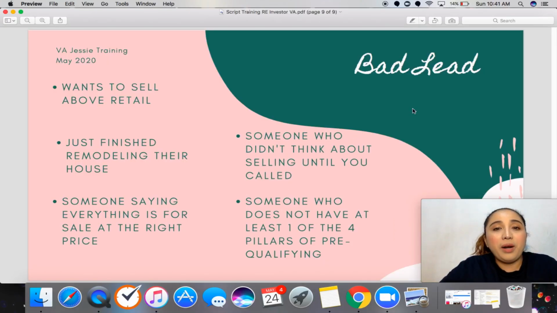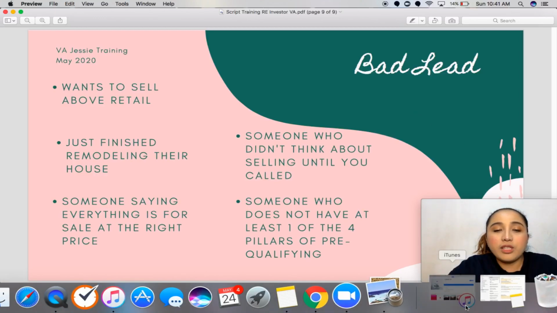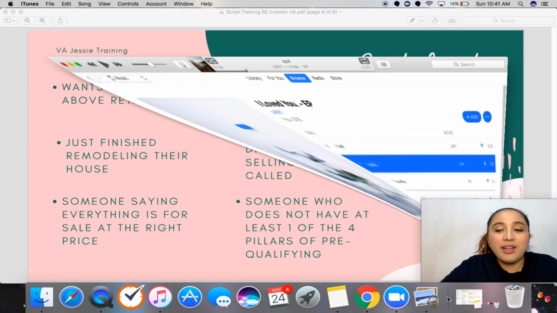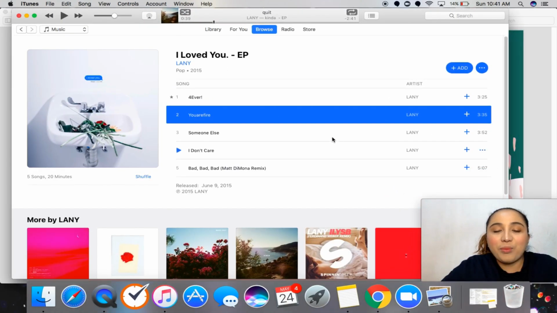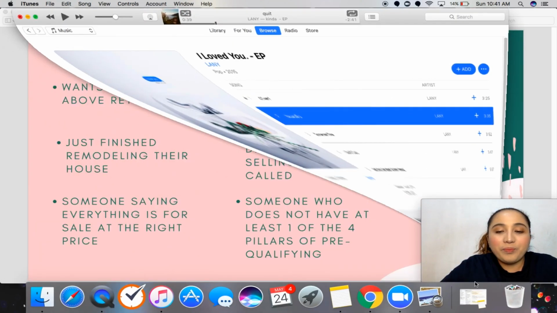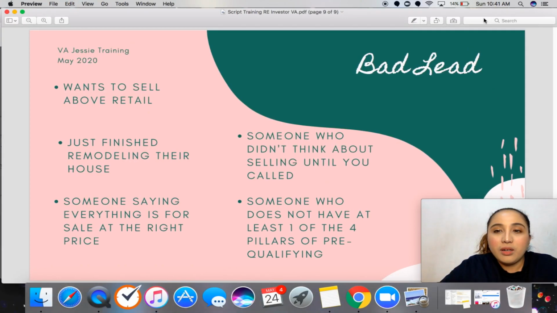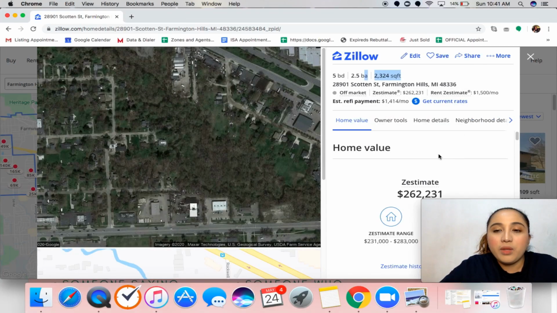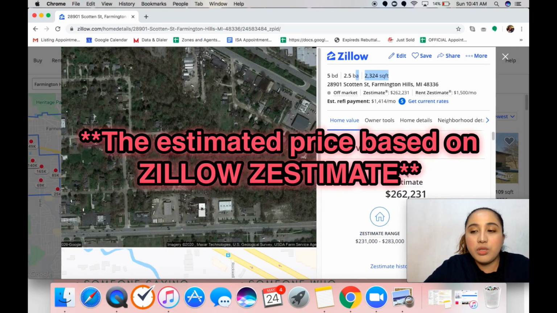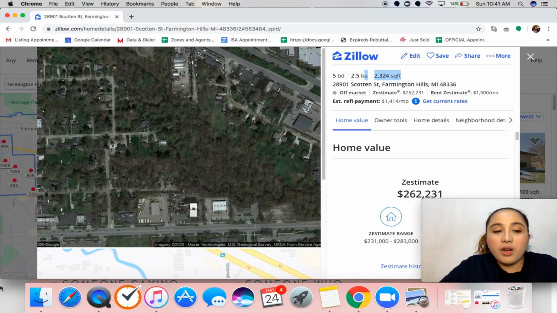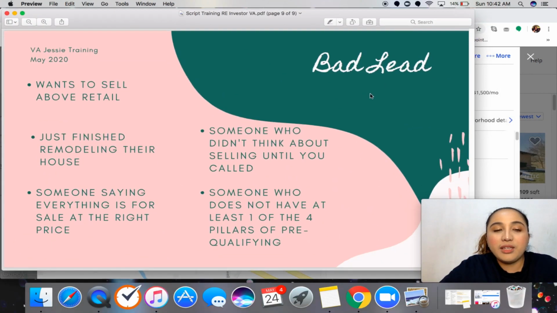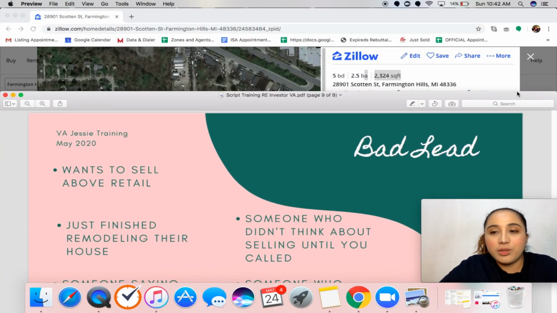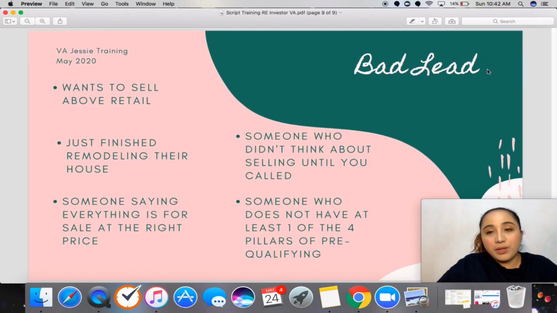So what do you consider a bad lead? A bad lead is someone that wants to sell above retail, right? Let's go back to my example. For example, the other property that I mentioned earlier, which is this one, the Scotton Street property. The asking price is $262, and if they're asking for $500, then that's above retail price. Okay, so that's not a very good lead.